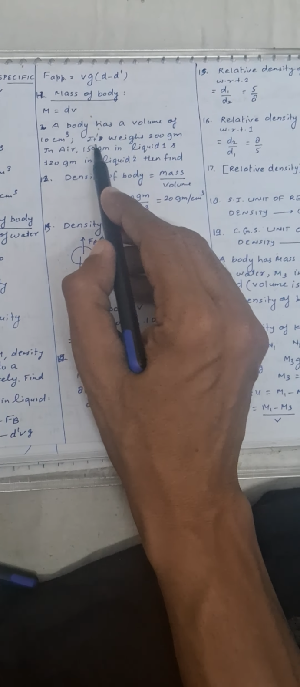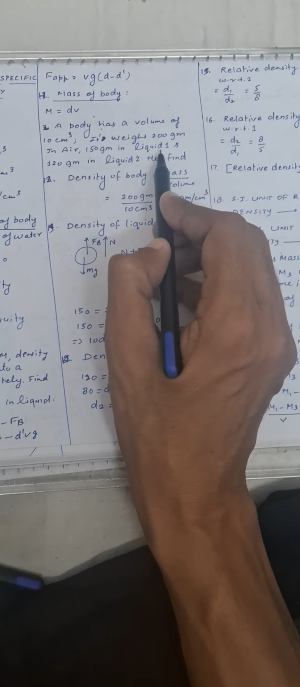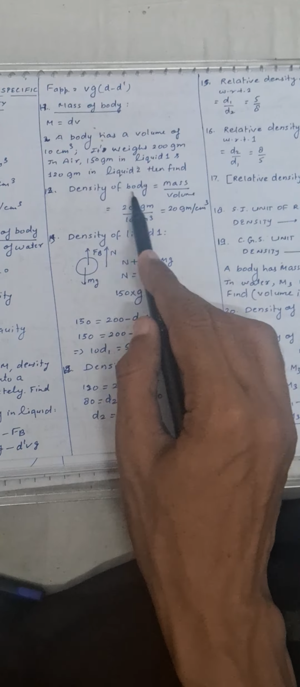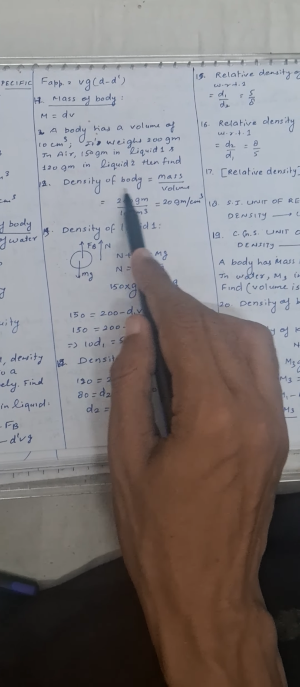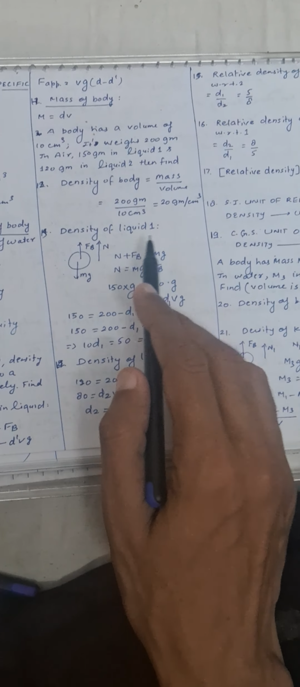Next, the body has a volume of 10 centimeter cube. It weighs 200 gram in air, 150 gram in liquid 1 and 120 gram in liquid 2. Then find, first, density of body. So density is mass by volume. Mass is 200 gram. Volume is 10 centimeter cube. So we have 20 gram per centimeter cube.